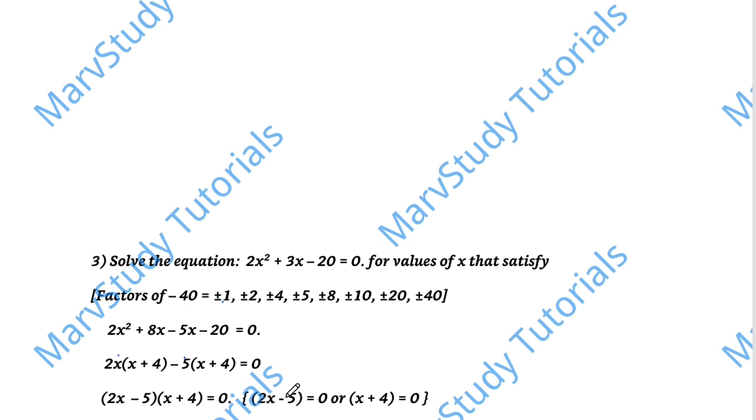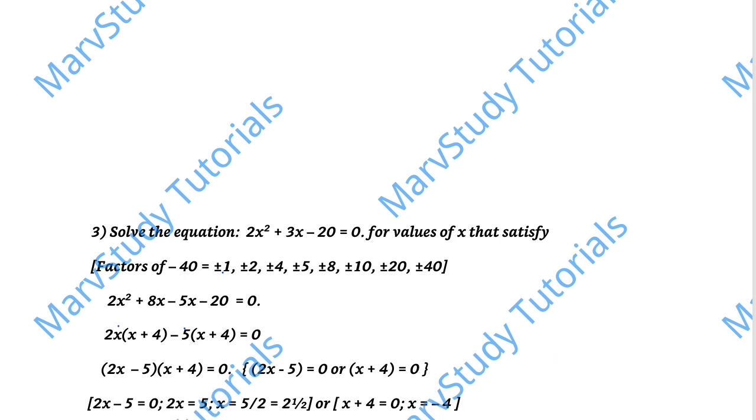Then we could say that 2x negative 5 equal to 0, or x plus 4 equal to 0. So we have 2x negative 5 equal to 0, and that should imply that when the negative 5 crosses over to the right hand side of the equation, we have 2x equal to 5. And to get the value of x, we divide through by 2, and then we have 5 divided by 2 as the value of x. And 5 divided by 2 is the same as 2.5.